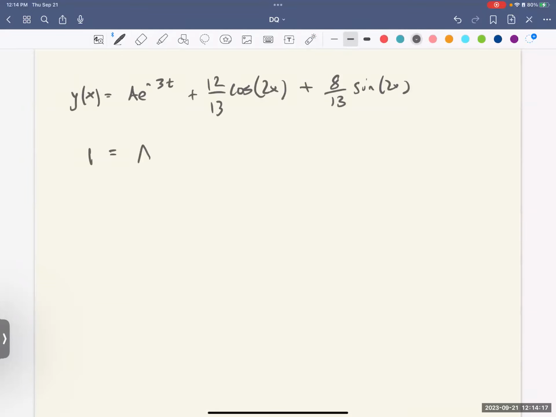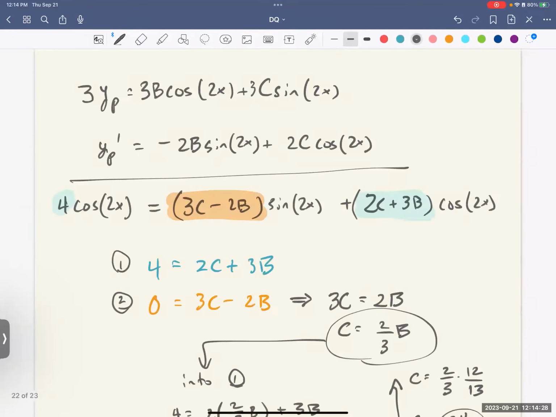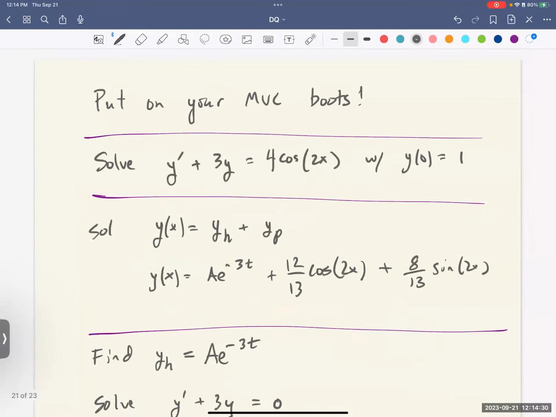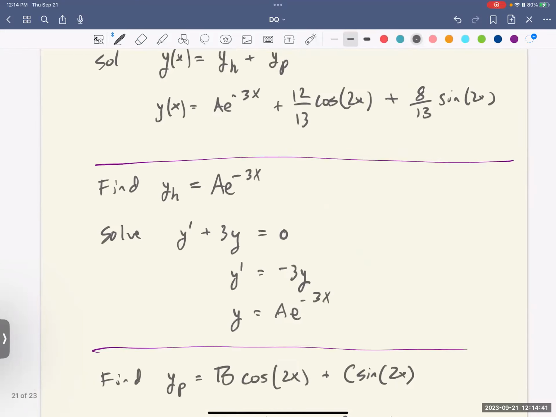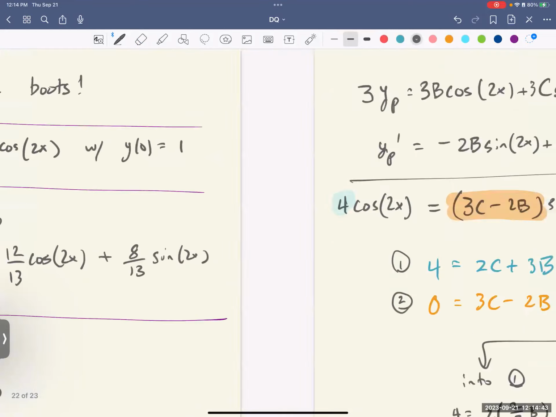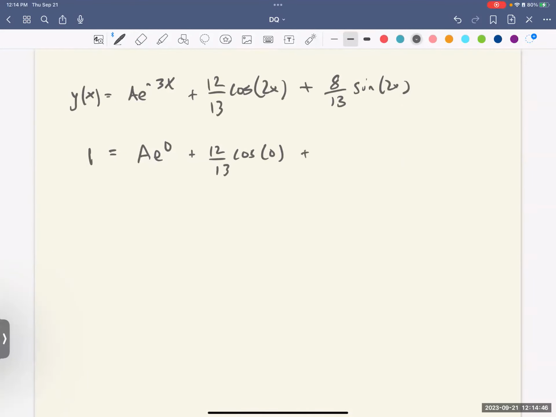All the t's are 0. So this is a e to the 0 plus 12/13 cosine 0. You know what? We need to make that t an x since our independent variable was x in the problem. So we need an x right there, there, and there. That's my bad, but there we go. Then plus 8/13 sine 0. What's sine of 0? Sine 0 is gone. That's all 0.